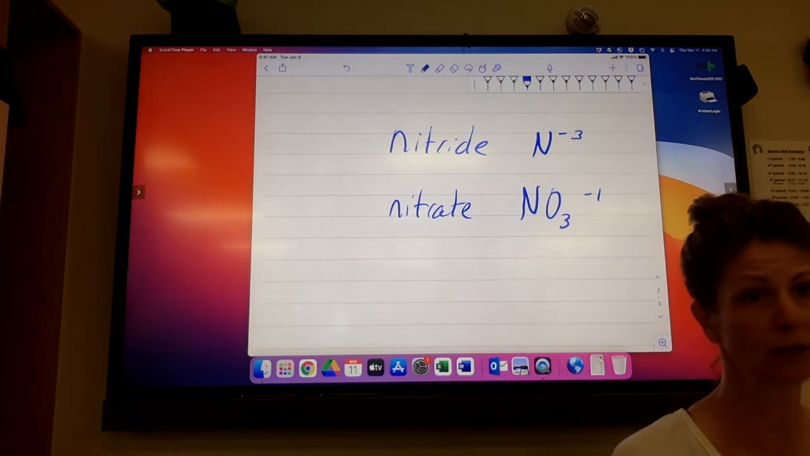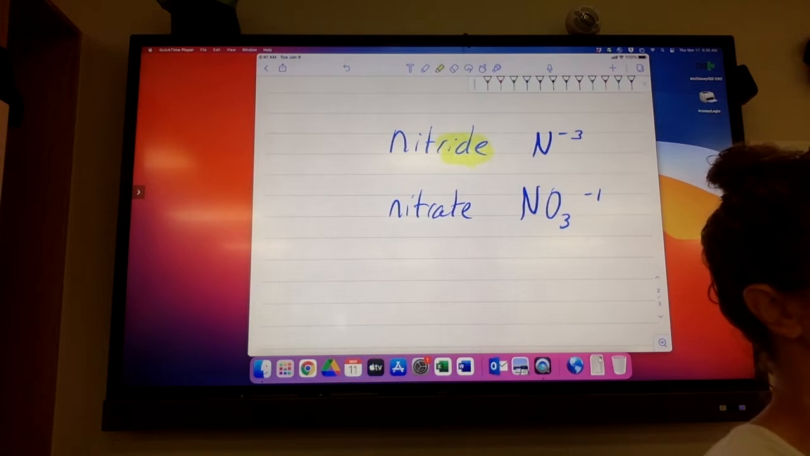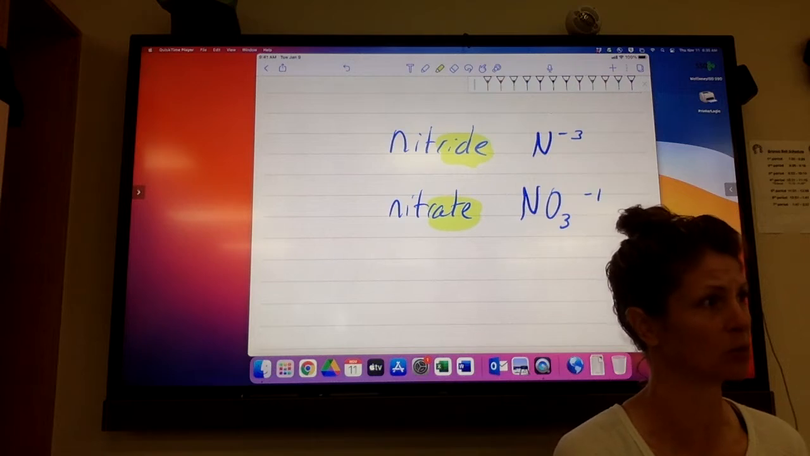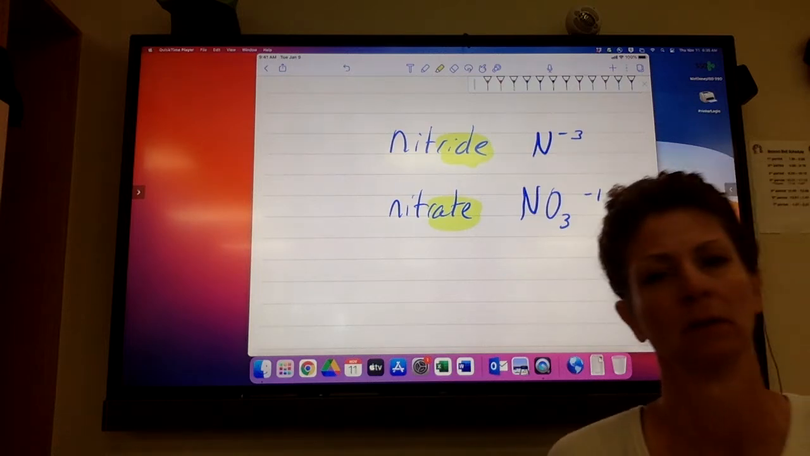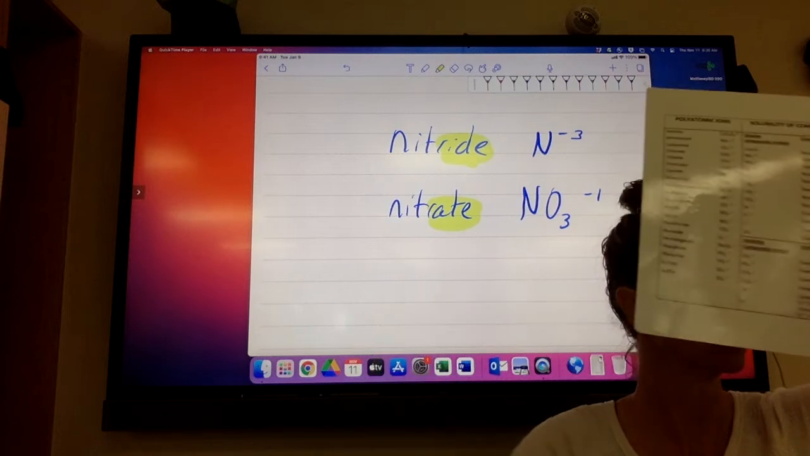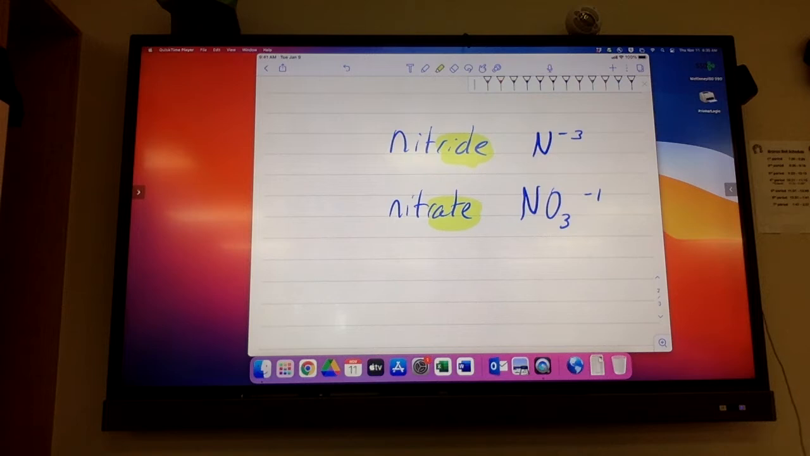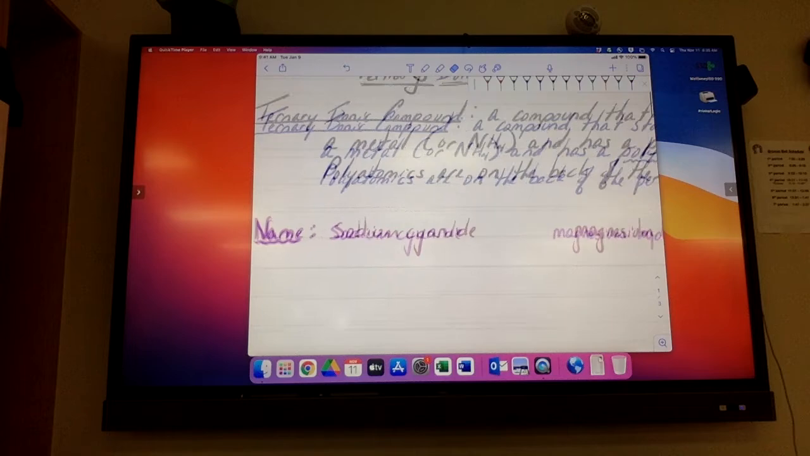So you got to be really careful with today's stuff because the ending tells you where to look. If it's "ide," it's just a regular element like normal. But if it's "ate" or "ite," then you're going to be looking back here on the back of the periodic table on these polyatomic ions. So be careful with that. That can get a little confusing. All right. So let's do some examples and see if we could start making sense of this. The first example is going to be sodium cyanide.